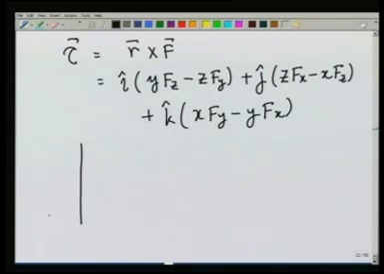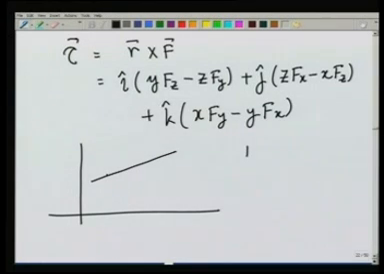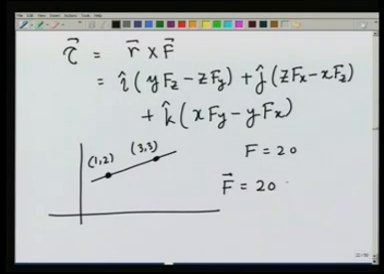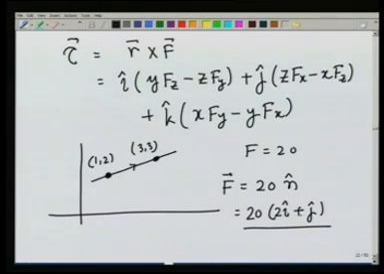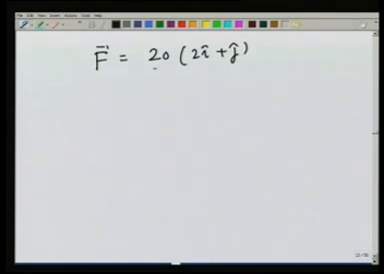So, let us take a simple two dimensional example. Let there be a force of 20 newtons acting along the line which is passing through say 1, 2 and 3, 3. So, if I were to write the force as a vector, it would be 20 times a unit vector in this direction, which I can write as 20 times a vector in this direction would be 2i plus j divided by the magnitude of this vector 2i plus j, which will be square root of 5. So, this is the force that is being applied. So, the force that we are applying is F equals 20 times (2i plus j) over square root of 5.